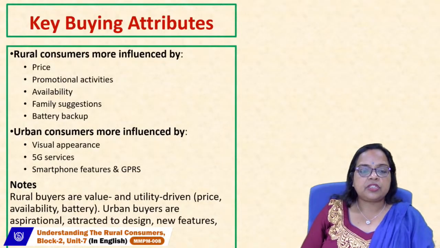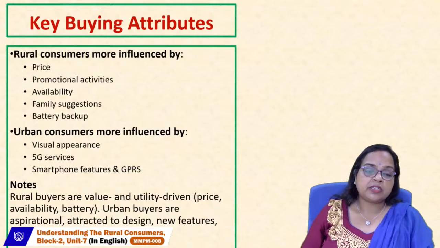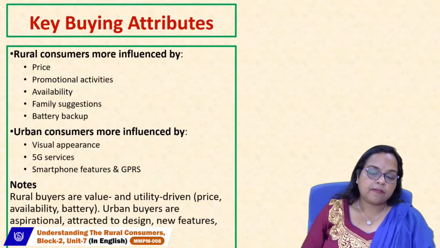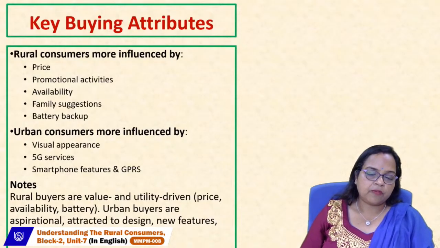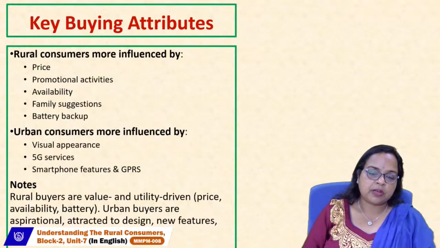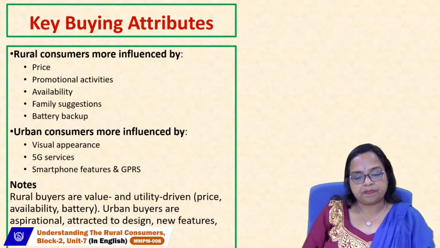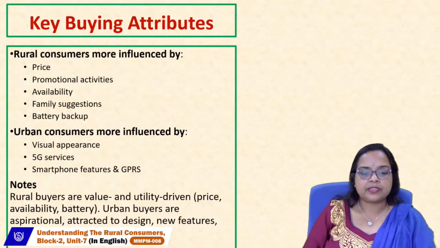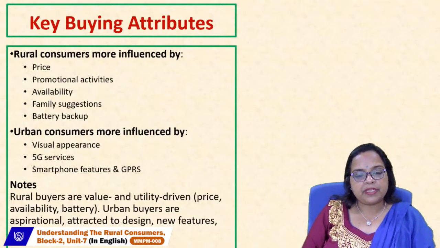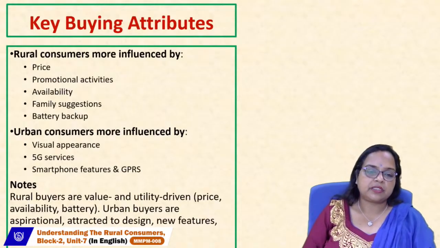The third challenge is availability. Whether the product is available or not. If the price is good, and they have the information about the product because the company has done very good promotional activities, but the product is not available at the local kirana shop, how will they purchase it? So this is the factor. Then the fourth one is family suggestion. As we all know, they depend on friends and family for their buying suggestions and buying behavior activities.